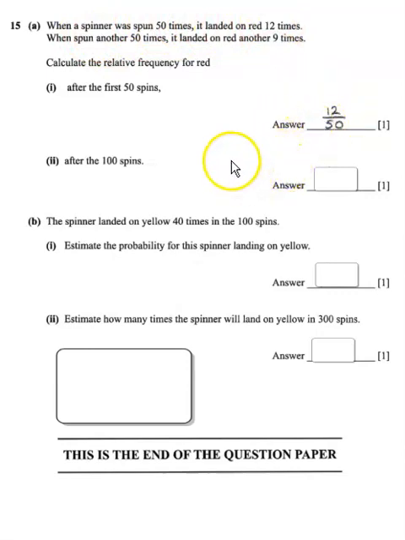And then it's asking to calculate relative frequency for red after the 100 spins. So we add those up. If you add the 50 and 50, that's your 100 spins. So we add the 12 and 9. And what we should get is 21 out of 100.